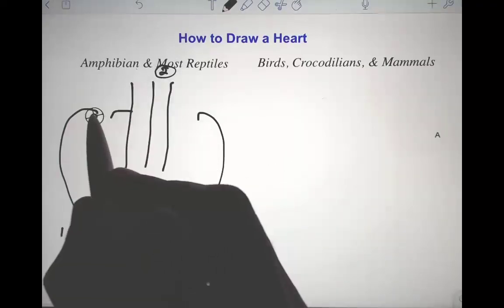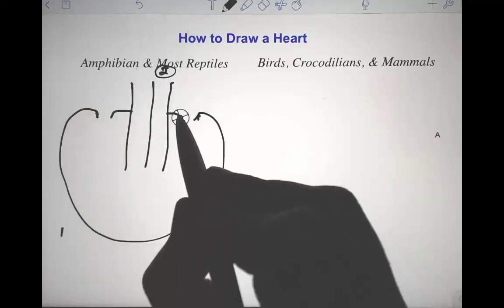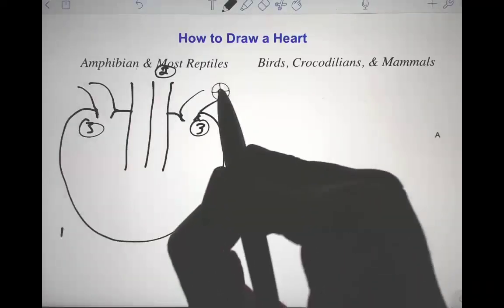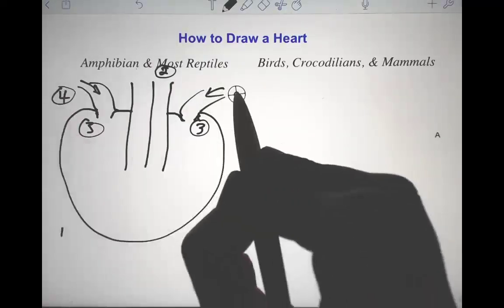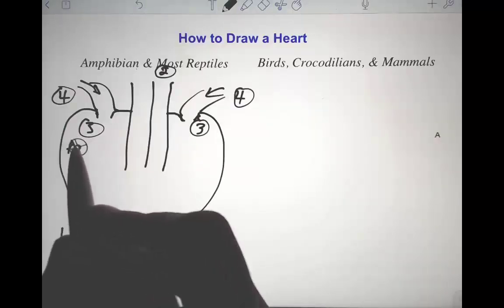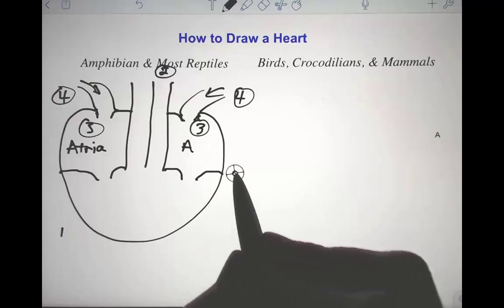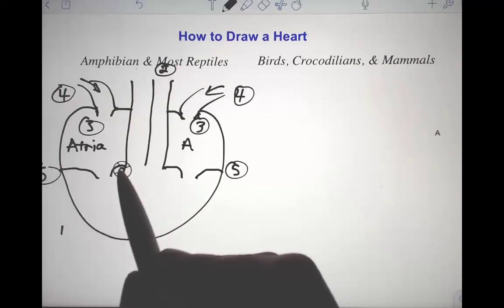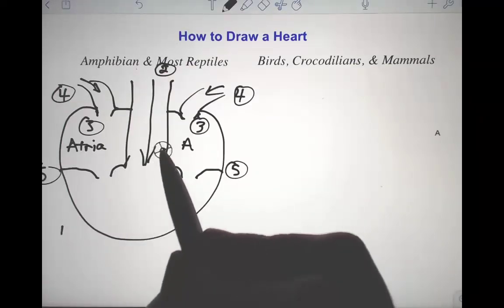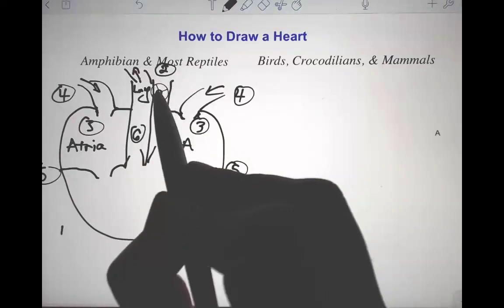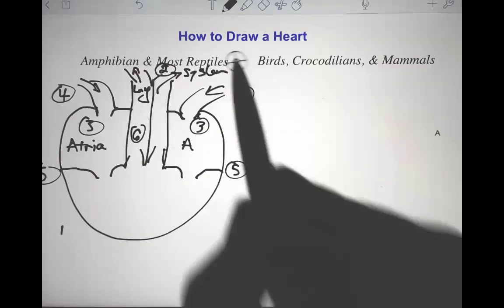That's 2. Draw valves, one-way valves here. That's 3 and 3. And blood vessels coming in. That's 4 and 4. Atria. And you need one-way valves going to the ventricle, and that's 5. There are one-way valves going out, and that's 6. And blood goes to the lung or to the system.